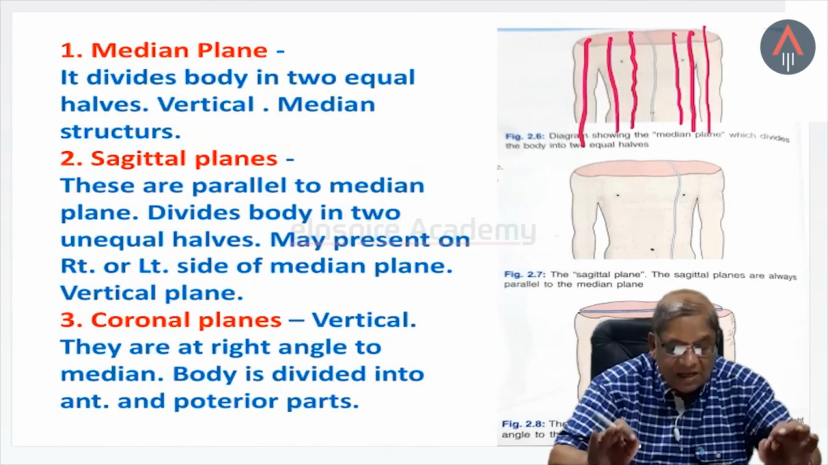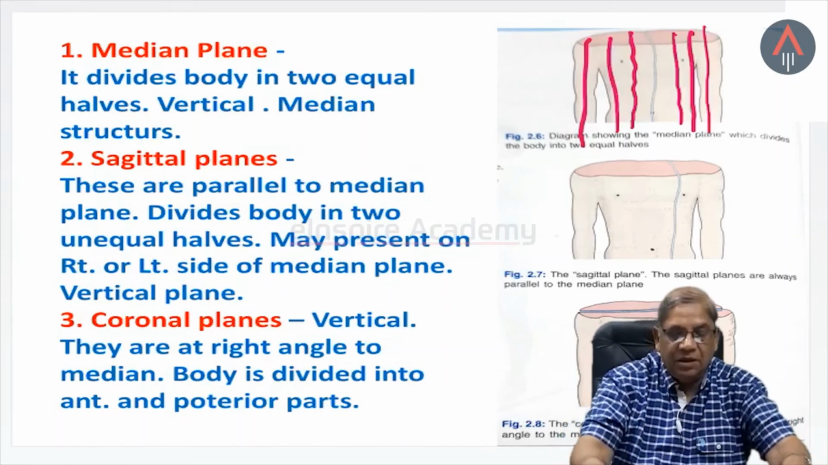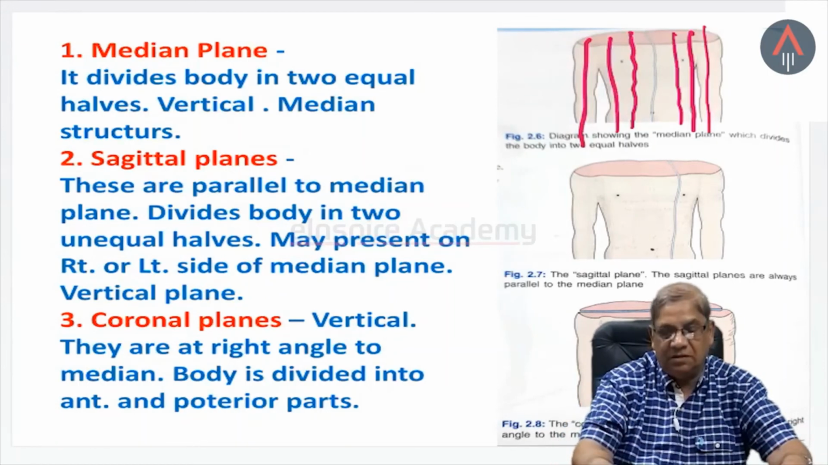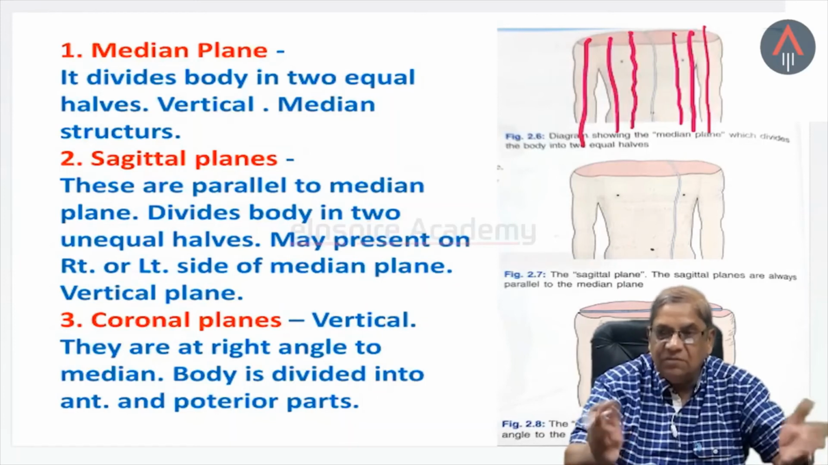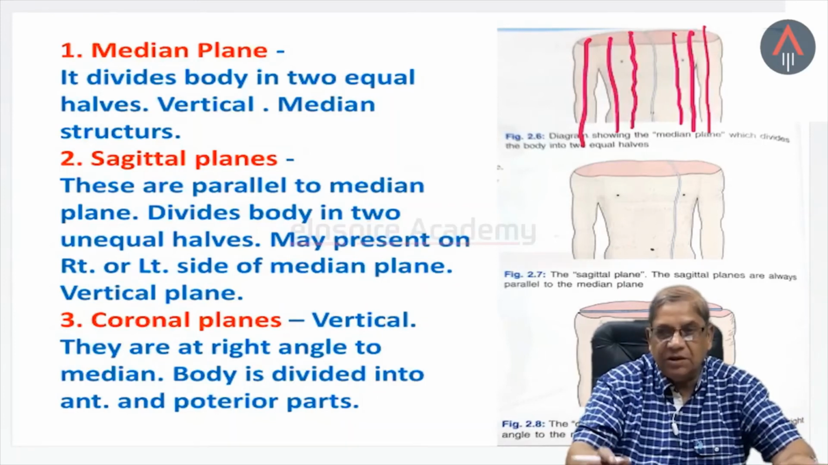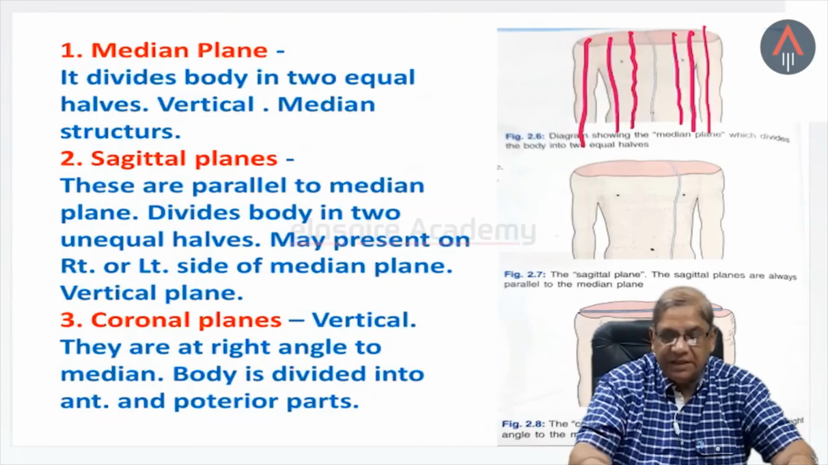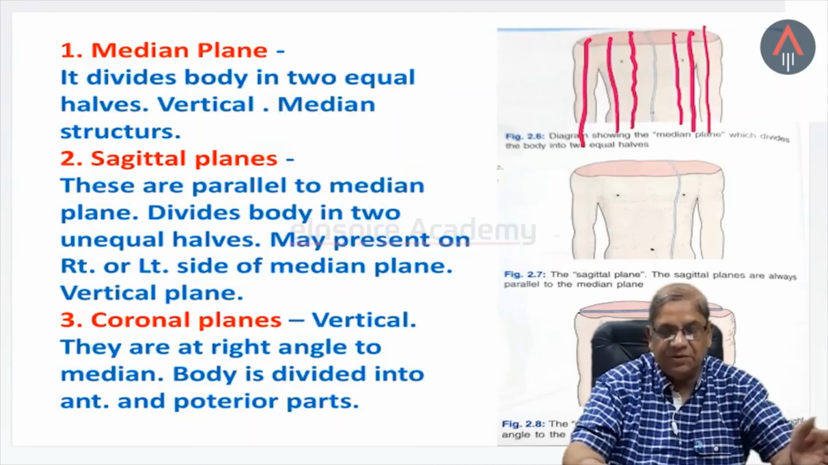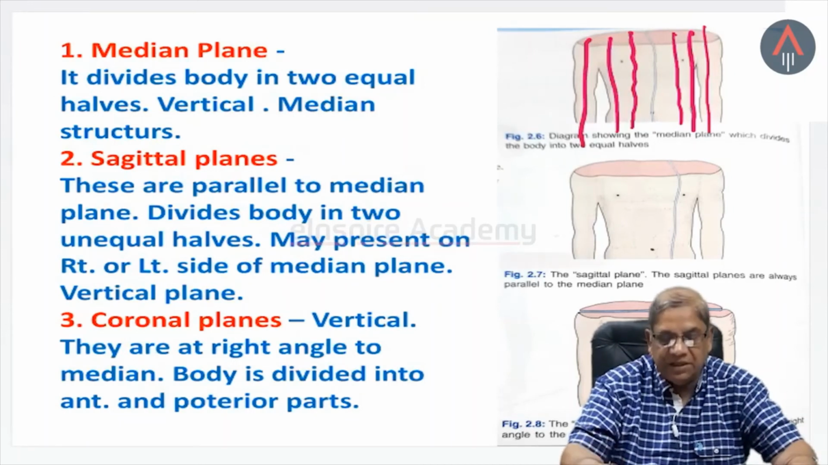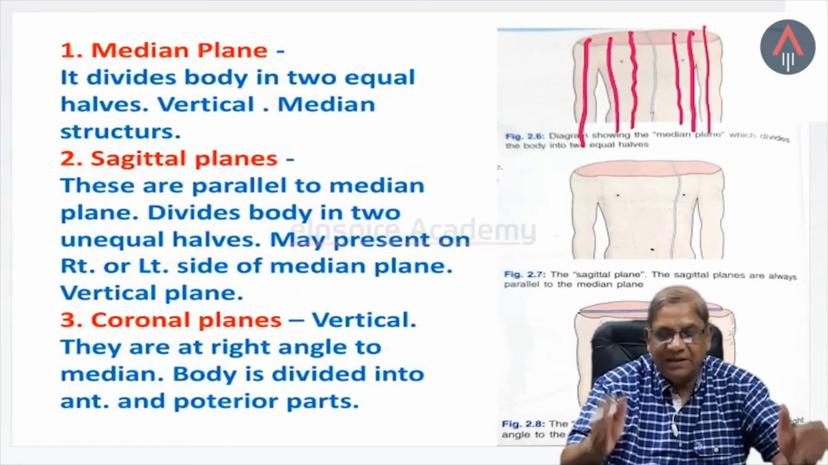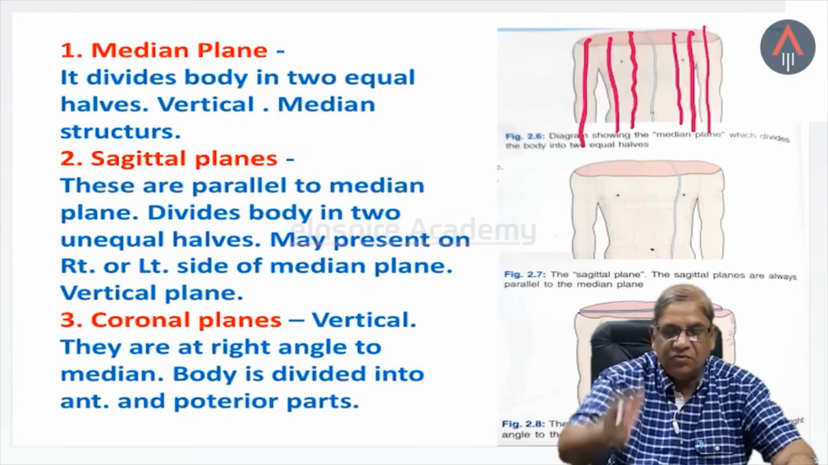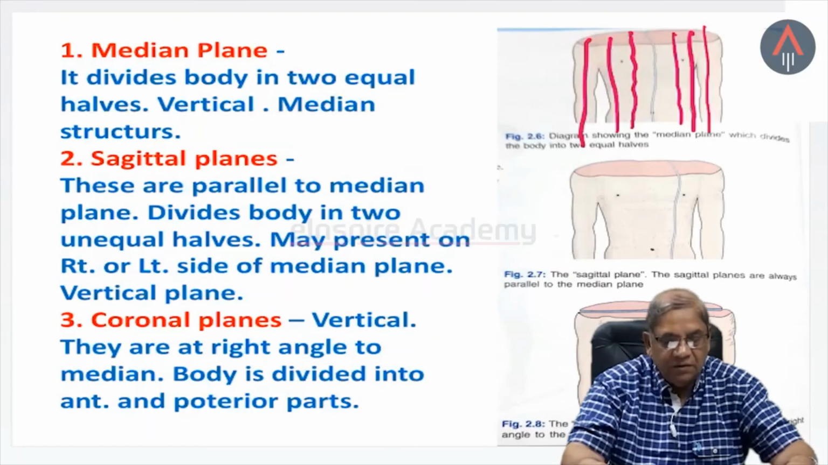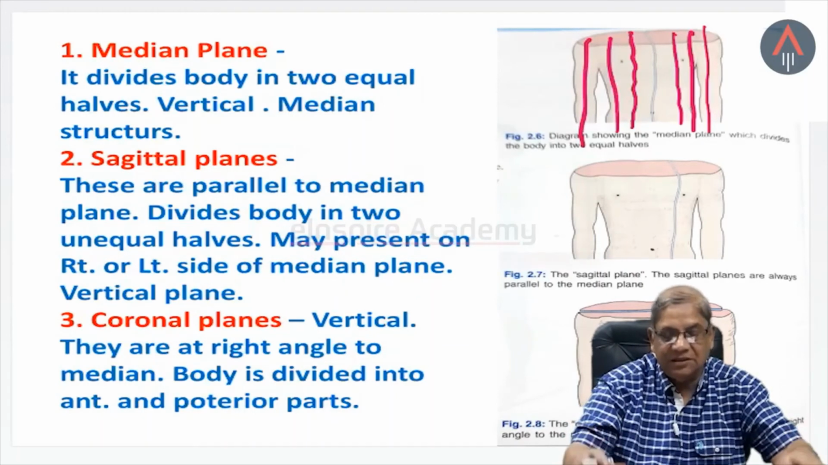But the condition is that it should divide the body into unequal halves, not equal, because it is only the median plane which divides the body into equal halves. They divide the body into unequal halves, and they are present either on the right side of the median plane or on the left side, and they are also vertical. They go from above downwards, so they are also vertical. So there may be many sagittal planes.